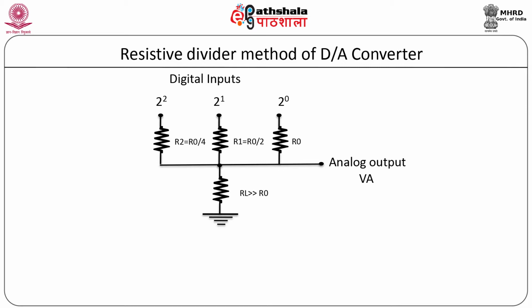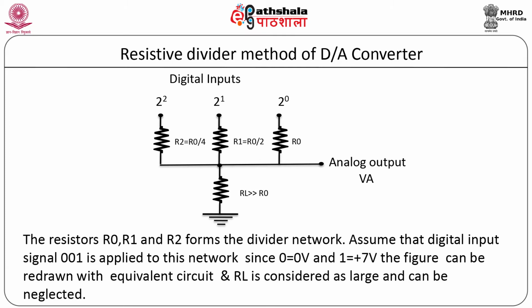The values of the resistors used are such that the value of each next resistor is exactly half of the previous one, and that is why it is known as resistive divider method. We have to calculate the analog equivalent for different digital inputs. For this calculation, we are assuming that the digital input signal is 0, 0, 1, which is applied to this network, where we are assuming that 0 equals 0 volt and 1 equals +7 volt.